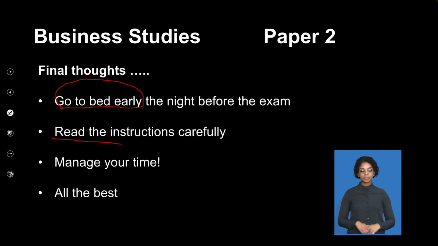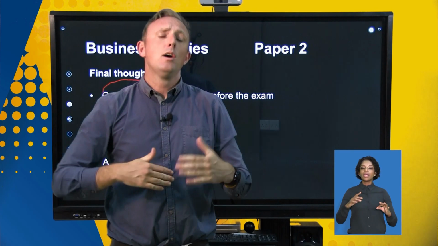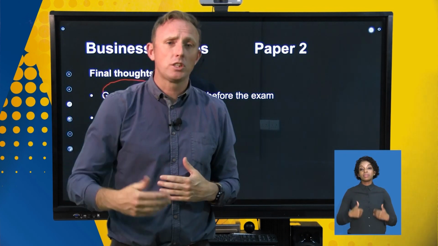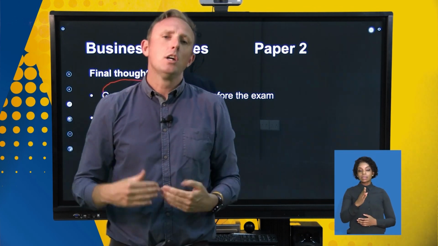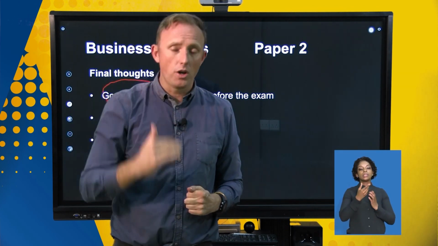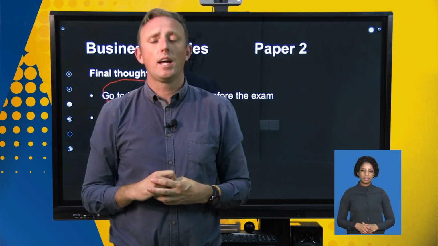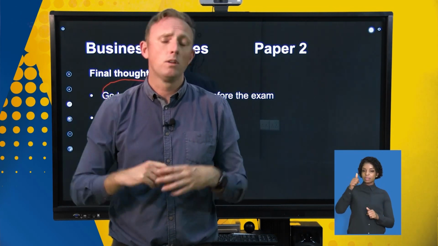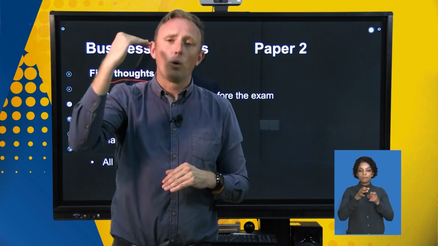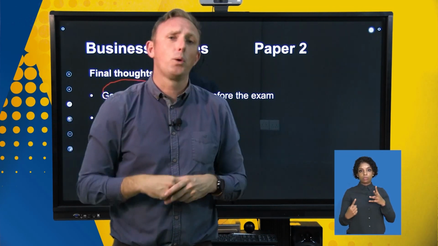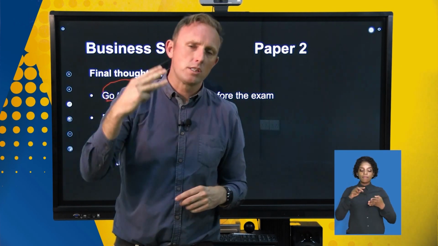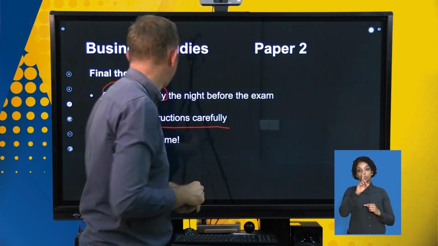Read the instructions carefully. I do not know how many times learners will either answer too many questions or too few questions. So in your reading time, make sure you go through all of the instructions. Your chief invigilator should go through all the instructions with you and also read what they're asking from you. Only answer 2 questions for Section B, only answer 1 question for Section C.